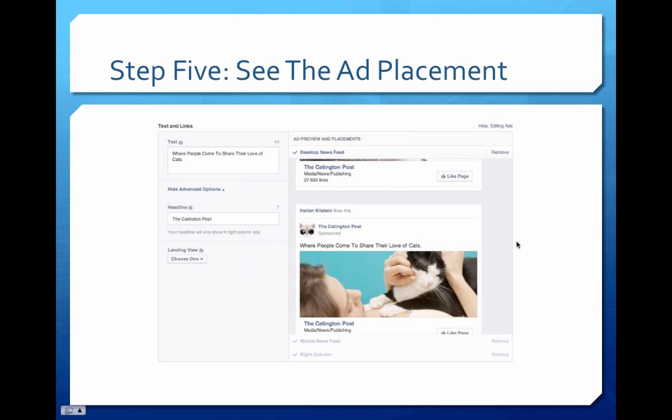Next, look down on the bottom, right underneath where the picture is, and you'll see that, nearly invisible, it says mobile news feed and right column. Unless you tell it not to, Facebook will run this in the mobile news feed and in the right hand column.